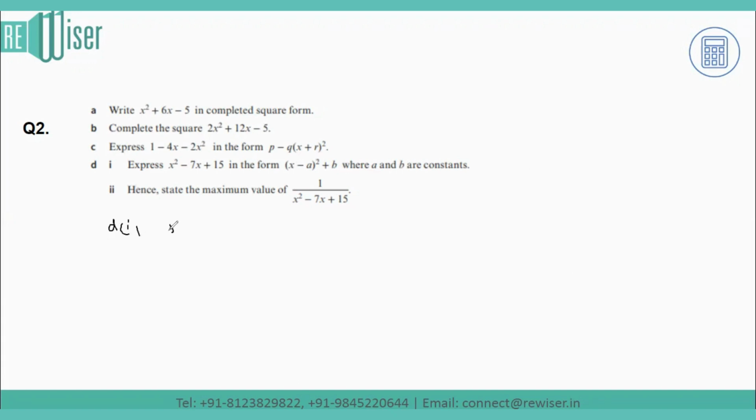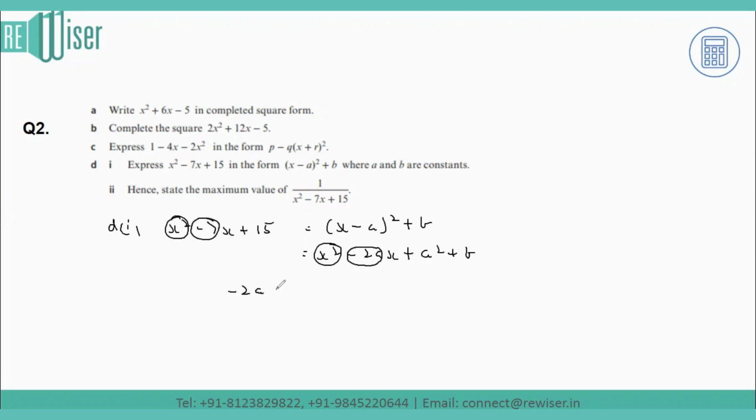So D part 1, I'll write down the quadratic equation once again, and I'll compare it with the form which they have given us to express it as. So again, I'll expand here. So I can write it as x squared minus 2ax plus a squared plus b. And if I compare the coefficients of both the sides, the coefficient of x squared is 1. The coefficient of x is minus 2a, and that should be equal to minus 7. So that means the value of a that I got is 7 by 2.